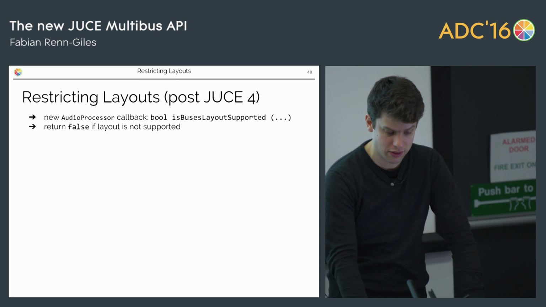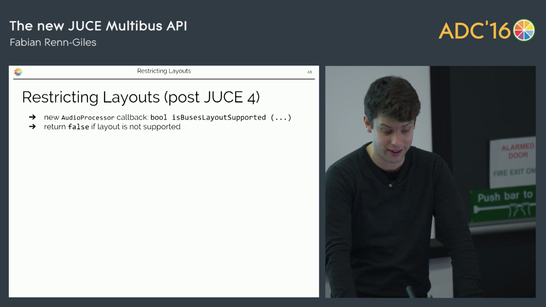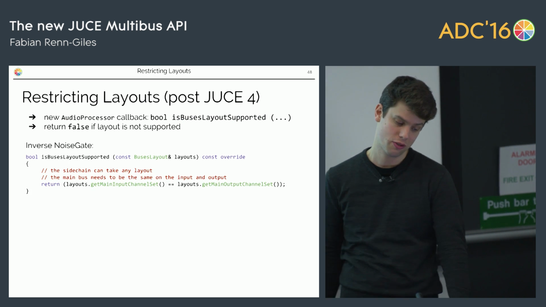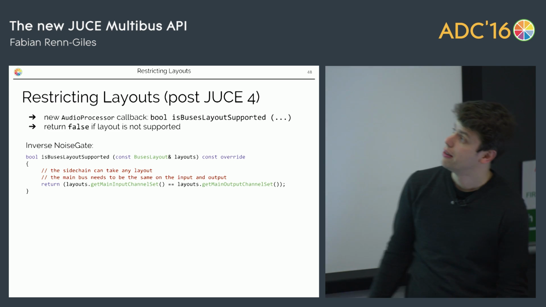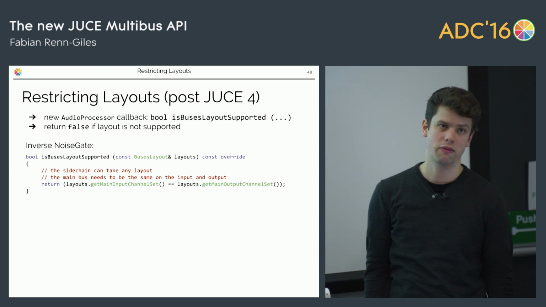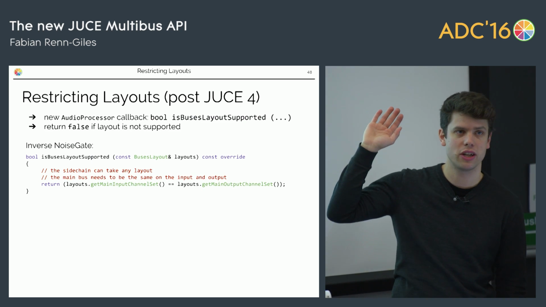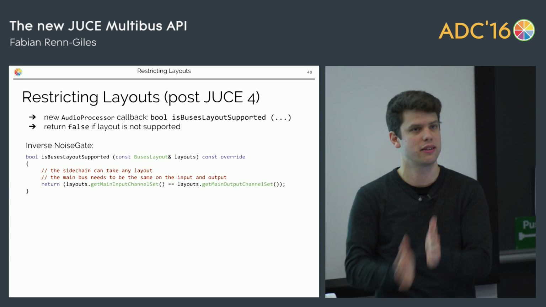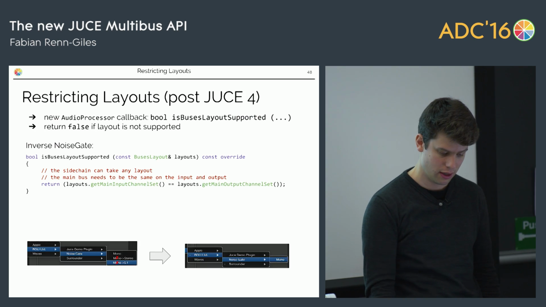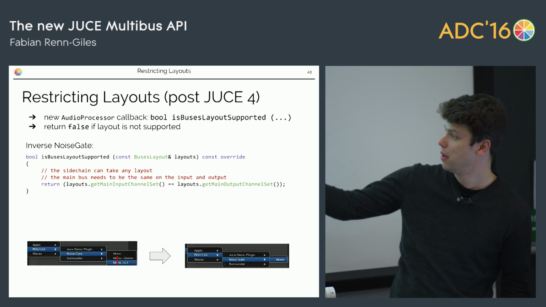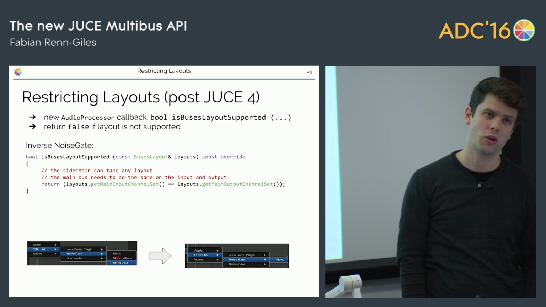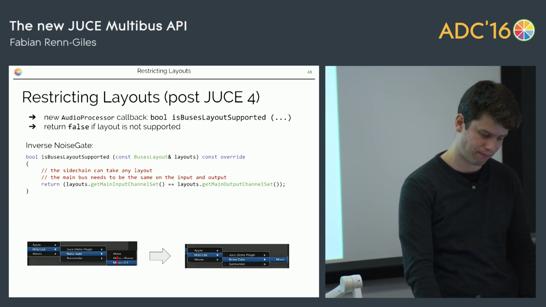So the new way to restrict layouts is a new callback called isBusesLayoutSupported. And you return false if your plugin does not support that layout. So for the inverse noise gate, it's really simple. You just check, does the main input channel set equal the main output channel set? If it is, we support it. If it isn't, we don't. And we don't even care about the sidechain bus, because we're just mixing it down to mono anyway. We don't care what kind of layout that has. So it doesn't even appear here. And if you implement this, these two layouts will just disappear, and Logic will correctly only show mono.